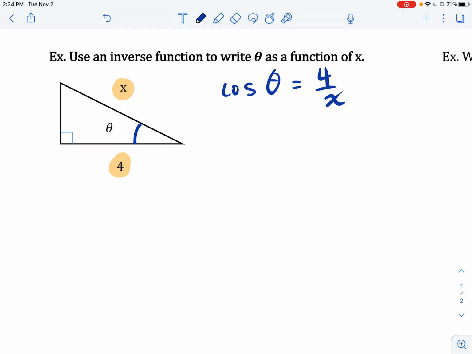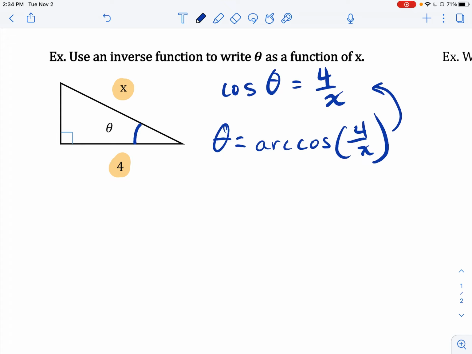Well, how do I rewrite this so that theta is a function of x? I would then want to say theta is equal to what? It is equal to the arccosine of 4 over x. Theta is defined as being the inverse cosine function of 4 over x. Remember, this is another way of asking the cosine of what angle in our restricted domain results in 4 over x.